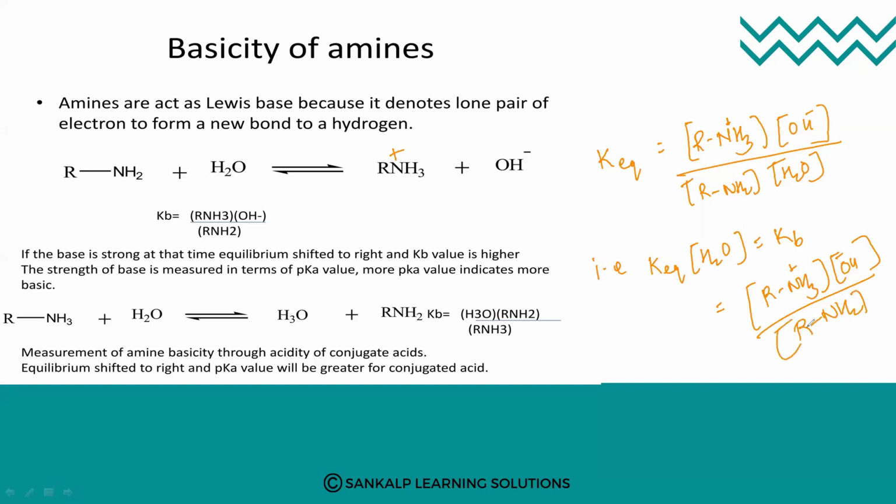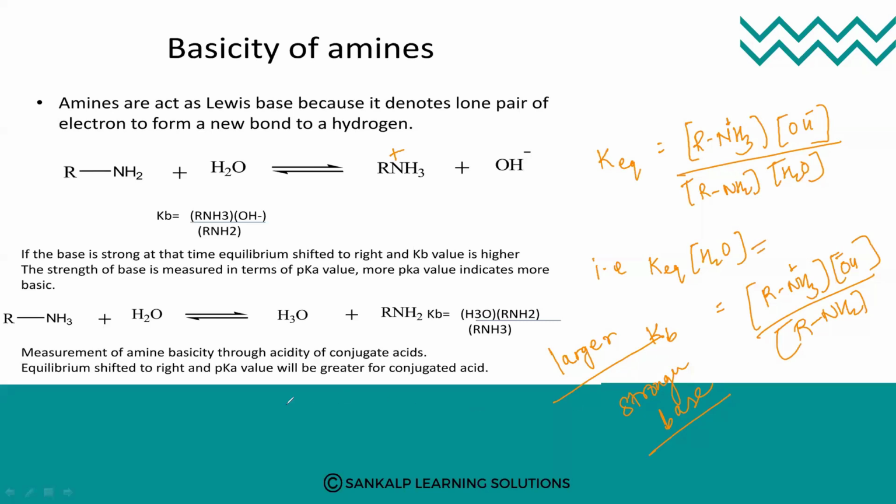What is Kb? Kb is nothing but the dissociation constant for a weak base. So this is our K equilibrium. When we are finding the equilibrium, the higher the value of Kb, the stronger will be the base. So as the value of Kb is larger, the base will be stronger. Remember that: the larger the value of Kb, the stronger the base.